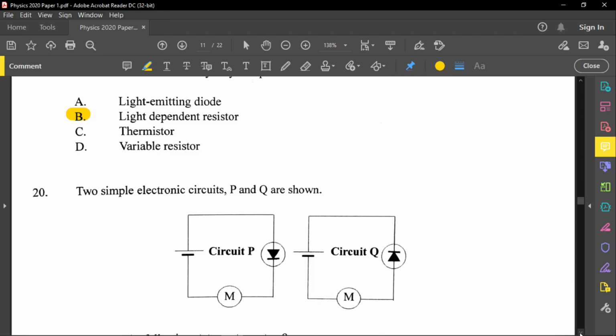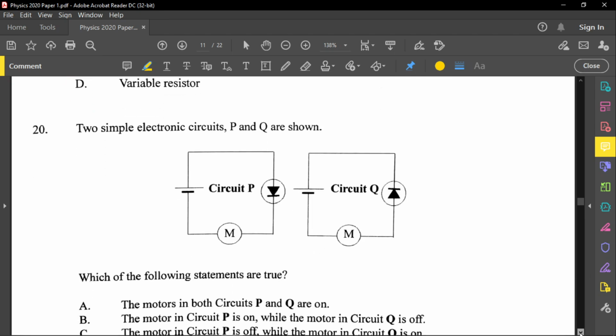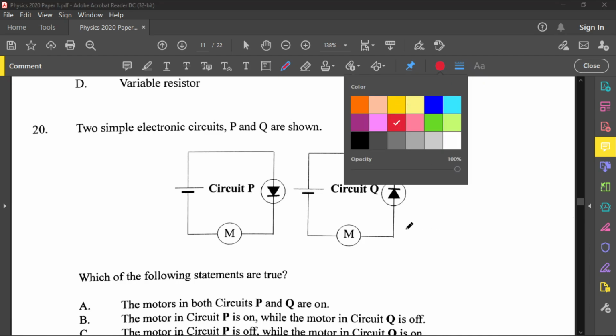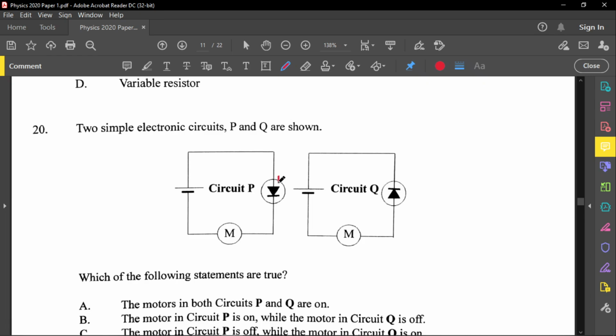Now, question number 20. It said that the simple electron circuits P and Q are shown. So circuit P, circuit Q. You have two diodes. It said which of the following statements is true? Okay, before we get into the true statement, let's figure out a few things real quick. Now what I want to point out is that on a diode, this flat part, or the base of a triangle, is a positive part, while this part is a negative part. Just to point that out.